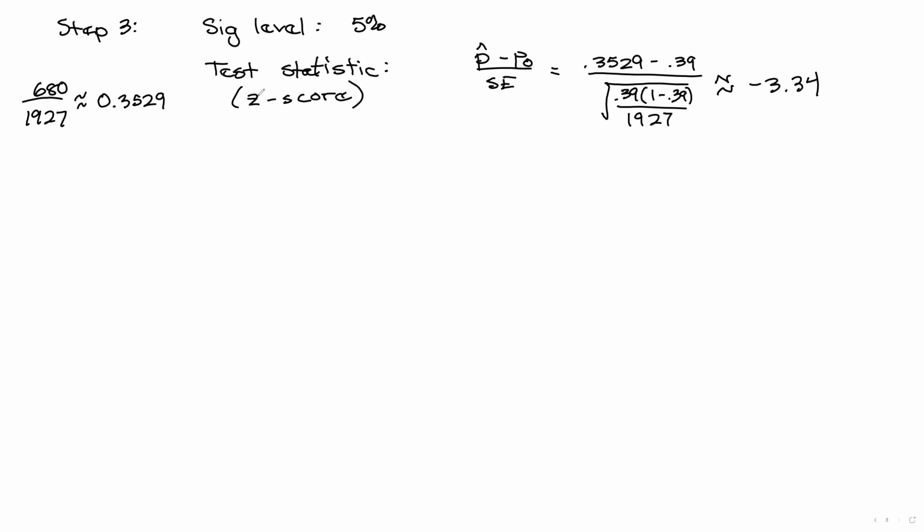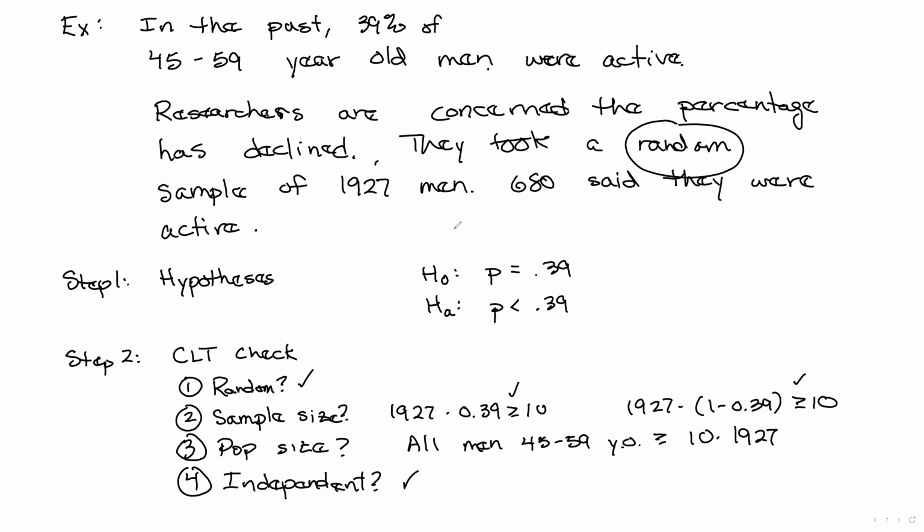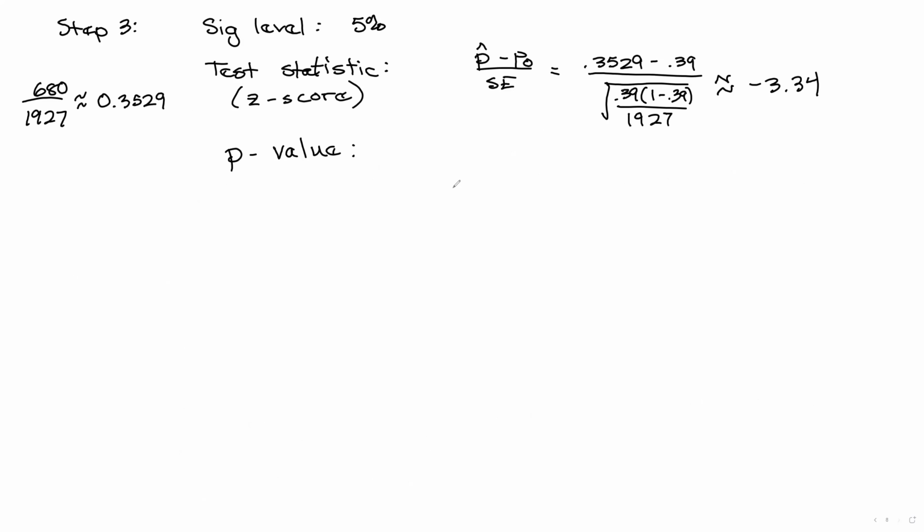All right, so that's the test statistic, and then the p-value. This is the probability that if the null hypothesis is true, 680 men would say they were active out of 1927. So you're finding the probability of your sample, assuming the population value from the null hypothesis.